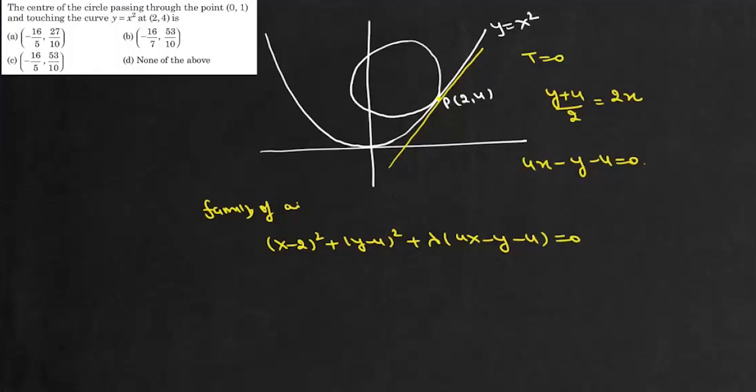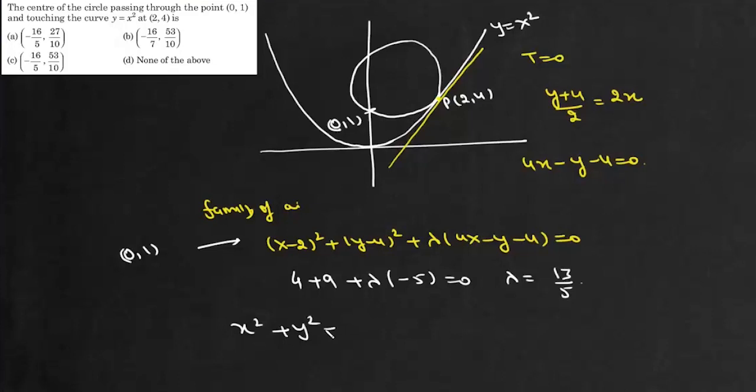Now from this family, we'll need a circle which passes through the point (0, 1). So we'll put the value of x as 0 and y as 1. So it'll be 4 plus 9 plus lambda times minus 5. So the value of lambda is 13/5. So the equation of this circle will be x square plus y square minus 4x minus 8y plus 20 plus 52/5 x minus 13/5 y minus 52/5 equals 0.